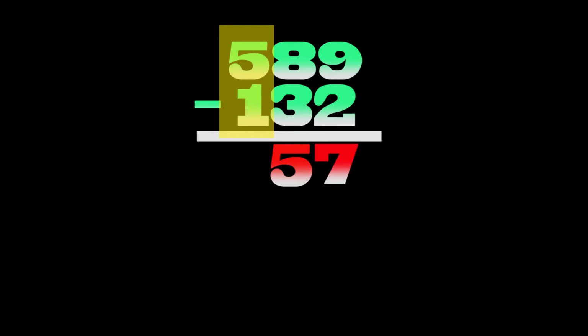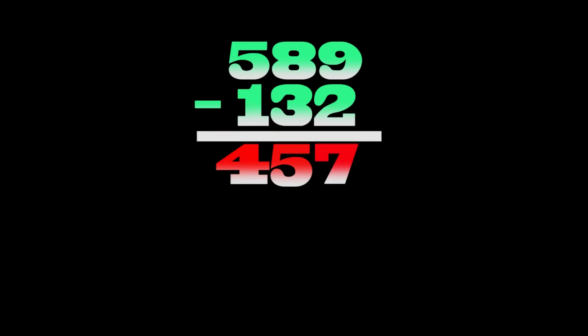Moving into the tens place, I see 8 tens on top in my minuend and 3 tens on the bottom in my subtrahend. So I'll subtract 3 from 8, giving me a difference of 5 tens. In the hundreds place, 5 hundreds minus 100 is 400, so we put a 4 in the hundreds place to show that. Now we see that the difference of 589 and 132 is 457.